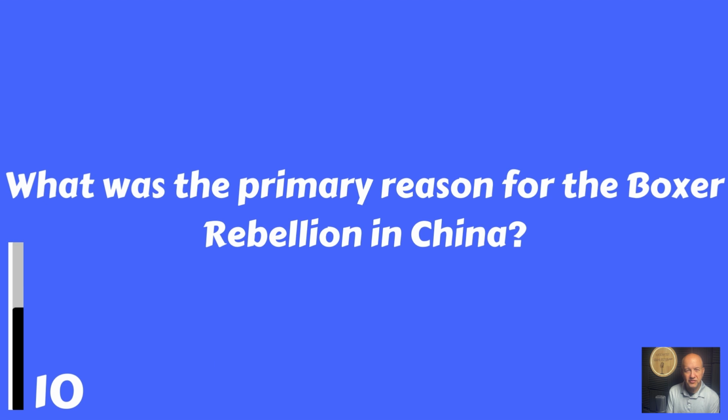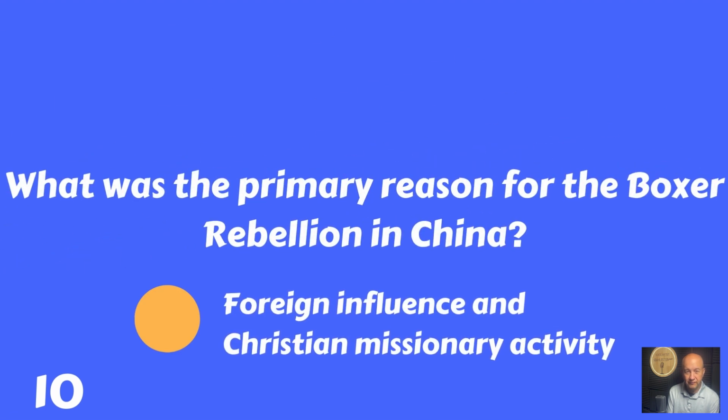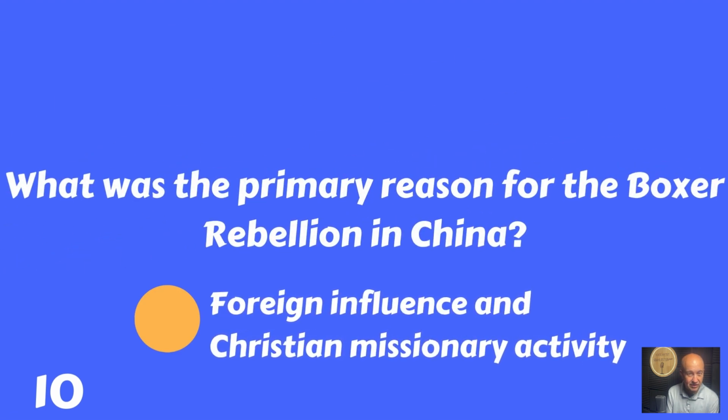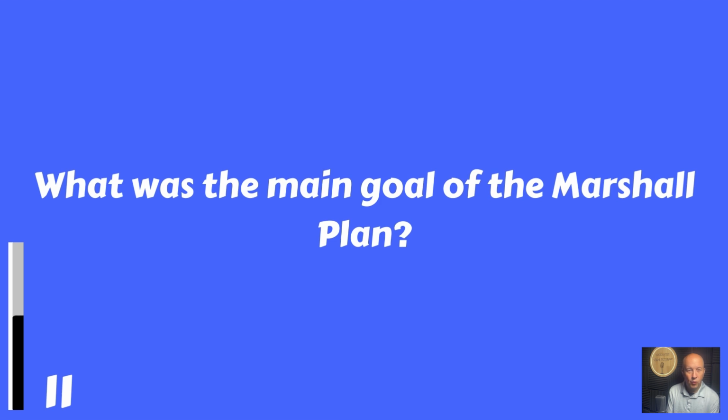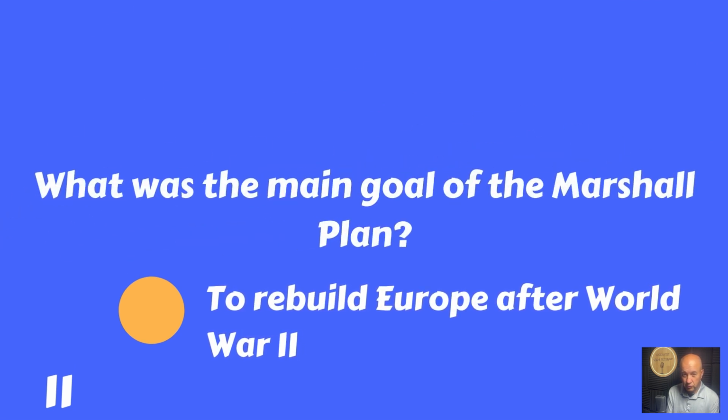What was the primary reason for the Boxer Rebellion in China? The primary reason for the Boxer Rebellion in China was foreign influence and Christian missionary activity. What was the main goal of the Marshall Plan? The main goal of the Marshall Plan was to rebuild Europe after World War II.